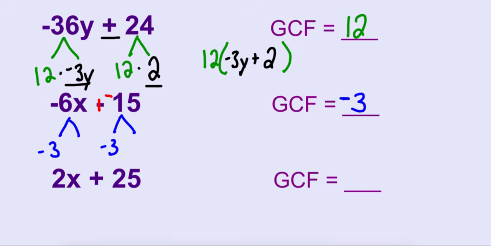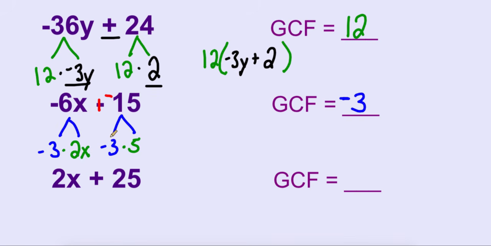Then we look at what would I multiply to get to those terms. So negative 3 times what is negative 6x? Well, negative 3 times 2 gives me negative 6, and the x goes along. Here, negative 3 times 5 would give me negative 15. Then we finish the factoring.